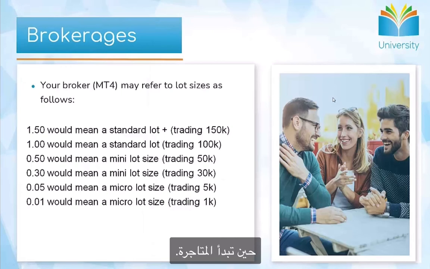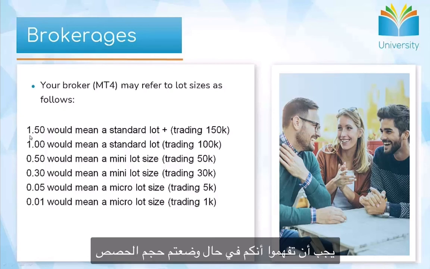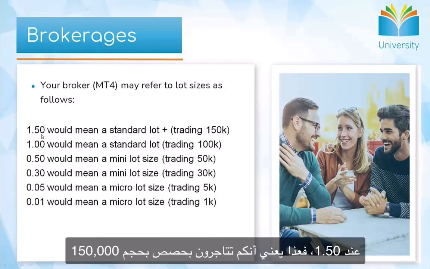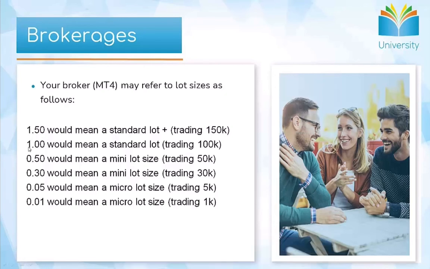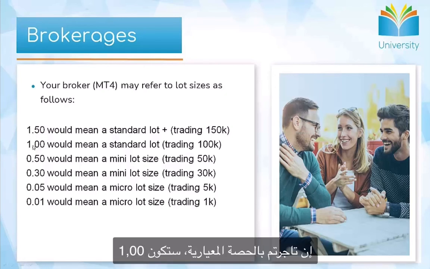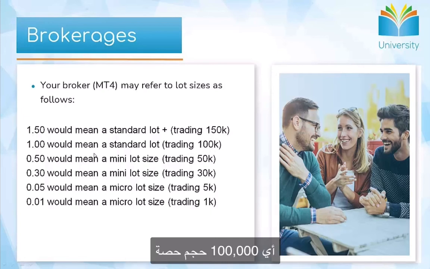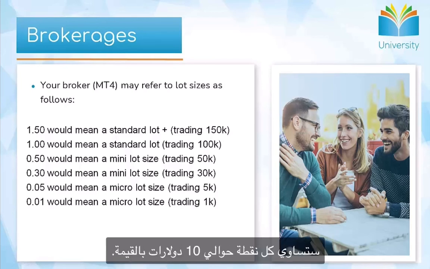Different brokerages will refer to lot sizes in different ways. When you use the MT4 platform and you're putting in your position size, understand that if you put the position size at 1.50, that means you're trading a 150,000 position size. So every pip would be worth about $15 at that position size. If you trade a standard lot, it would be 1.00. That's a 100,000 position size, and at that position size, every pip would be worth roughly $10 of value.